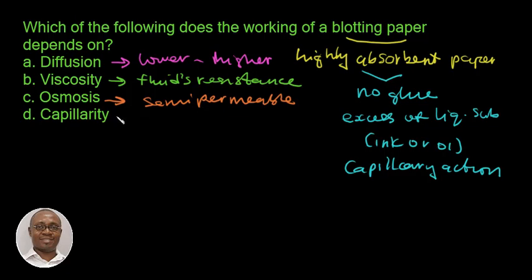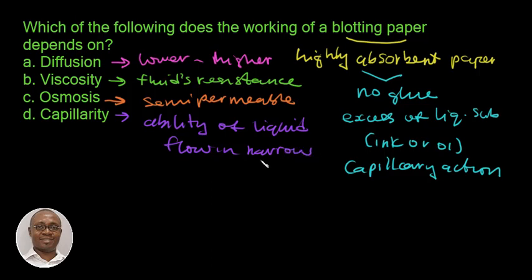All right. Option D, capillarity. Capillary action is the ability of liquid to flow in a narrow space. Okay, so the working of a blotting paper depends on capillarity. So the answer, option D, is the right answer.